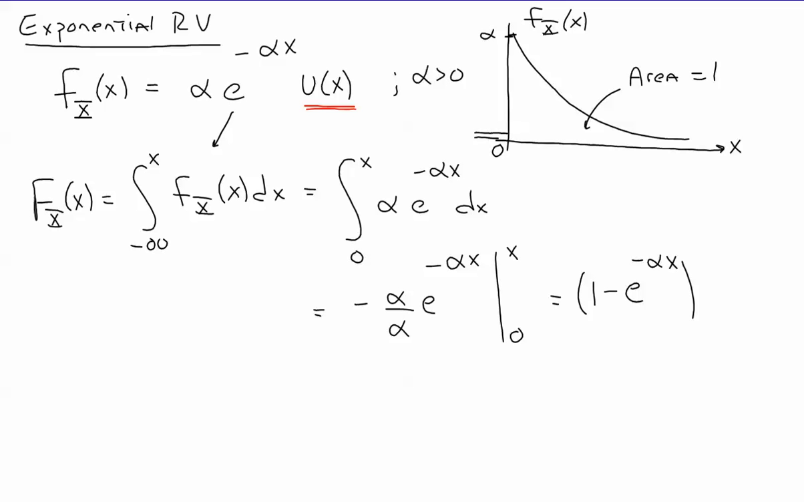But then I have to add back in a step function. All right? That step function is not something that comes about because of the integration steps that I've done. This step function comes about because my cumulative distribution function begins at x equals 0. It has no value less than 0. All right?